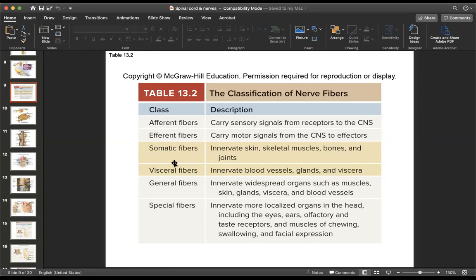Visceral fibers, usually you don't control things like that. The visceral fibers are going to be like your autonomic nervous system. Okay, you can't control your heart rate, you can't control the diameter of your blood vessels. That's just something that your brain does on its own that you have no control over. Somatic fibers you can sense and you can control. You sense what's going on in your skin, you control your skeletal muscles, things like that. Again, general and special, that's kind of a generic definition, but I think you should know afferent versus efferent and somatic versus visceral.